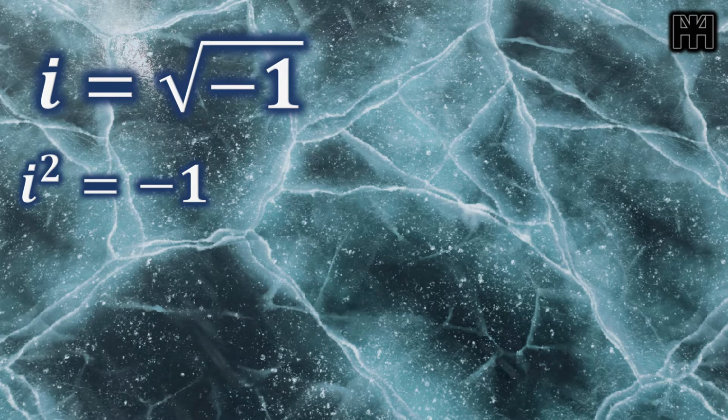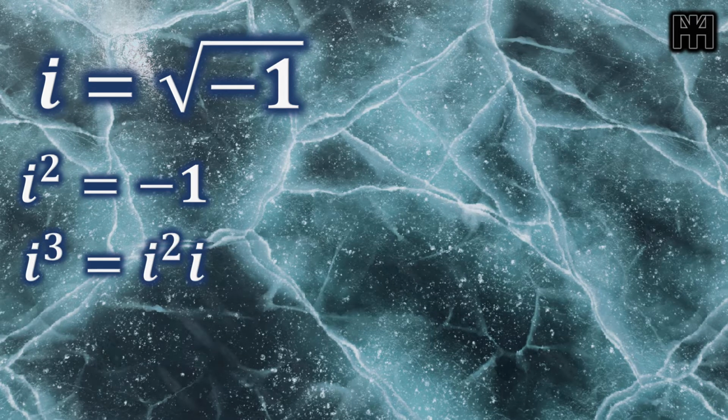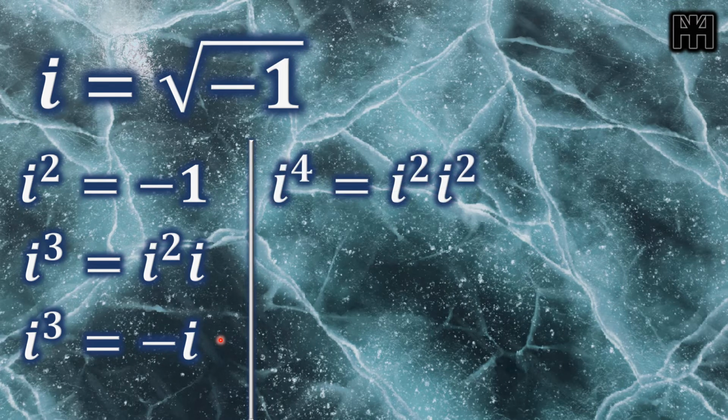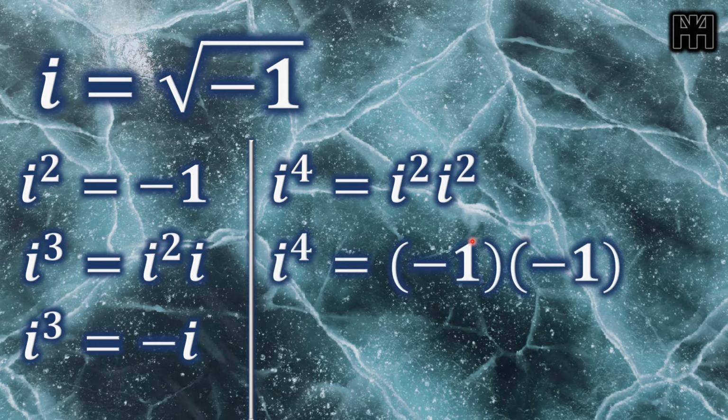If we take i squared, it will be negative 1. And i cubed will be i squared multiplied by i, or i to the power 2 plus 1. It will give us negative 1, as i squared is negative 1, multiplied by i. So i cubed is negative i. And i to the power 4 can be divided into i squared and i squared. So it's negative 1 multiplied by negative 1. So i to the power 4 will always be 1.